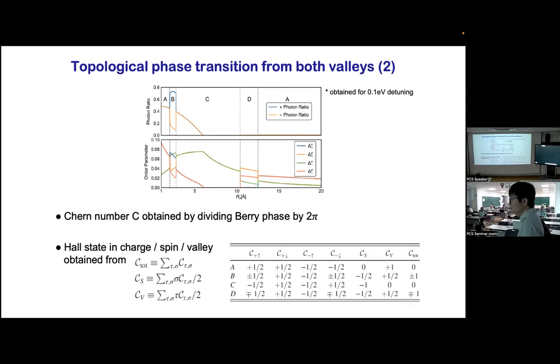So you are breaking time reversal symmetry. Do you apply some magnetic field there or not? No, you are having a net circular polarization of photons. So you are breaking time reversal symmetry. Yeah.